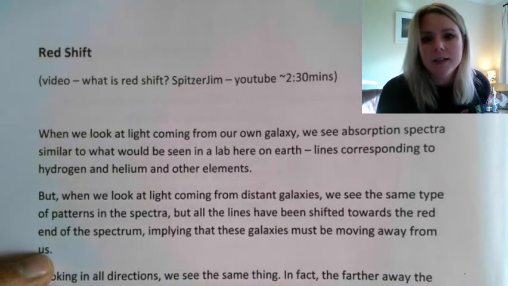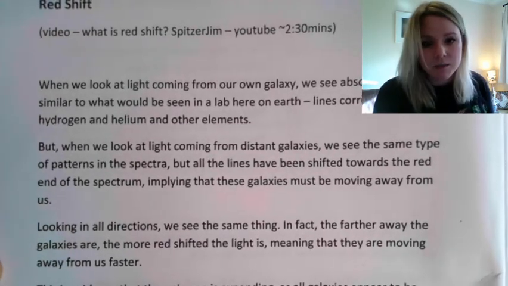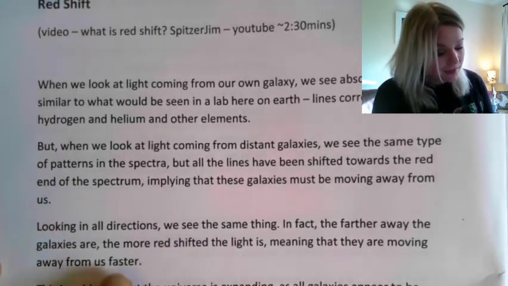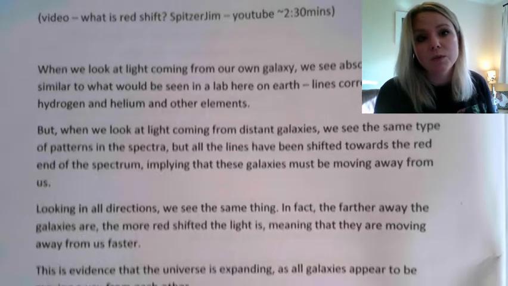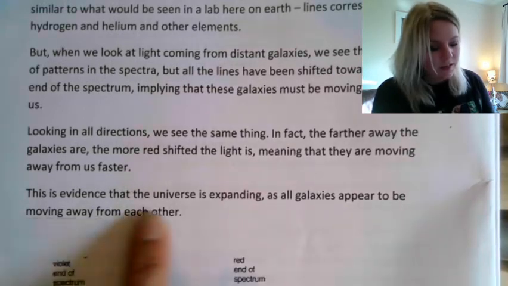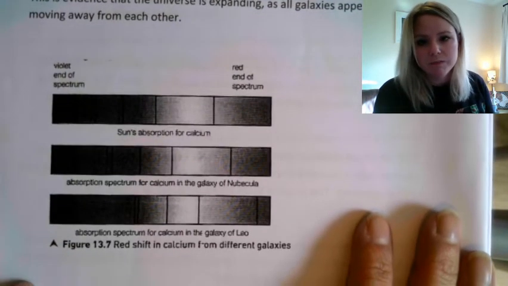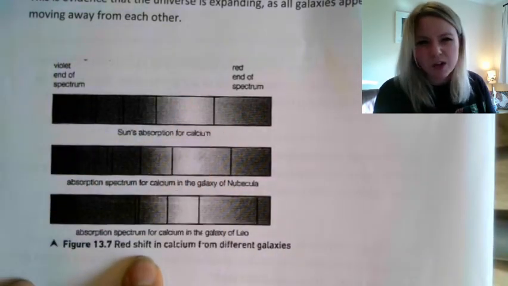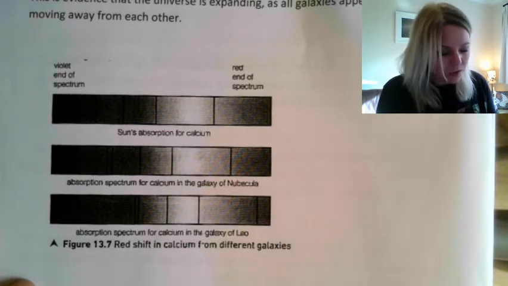That implies that these galaxies must be moving away from us. If we look in all directions, we see the same thing. So in fact, the further away galaxies are, the more red shifted the light is, and that means they are moving away from us faster. This is evidence that the universe is expanding, as all galaxies appear to be moving away from each other. And you have a little diagram of that there, but that's why I wanted to show you the coloured one, because it is a bit more obvious on it.